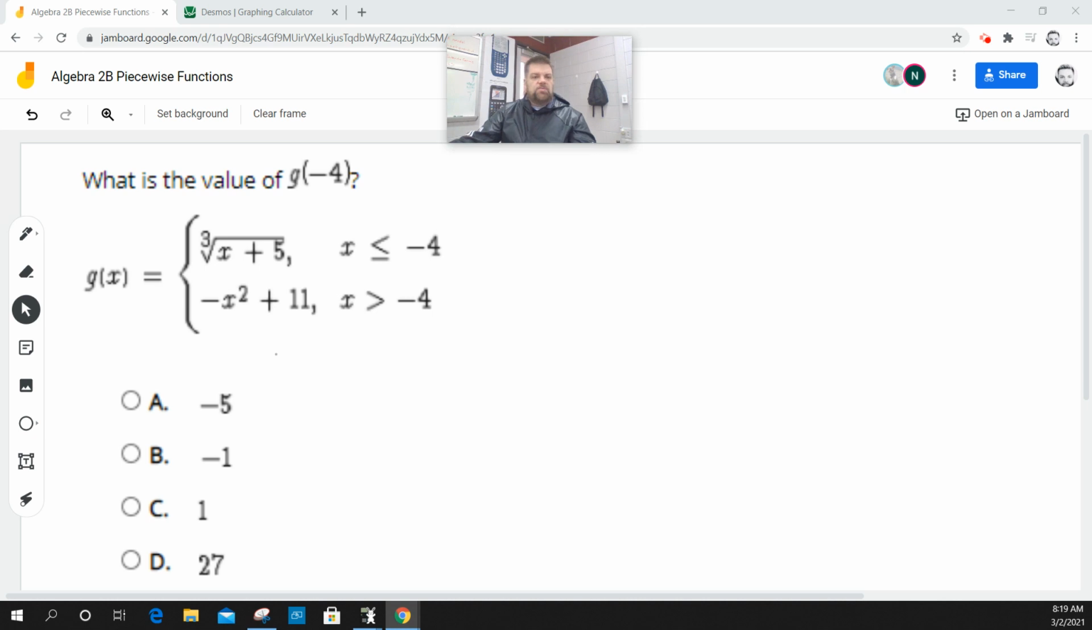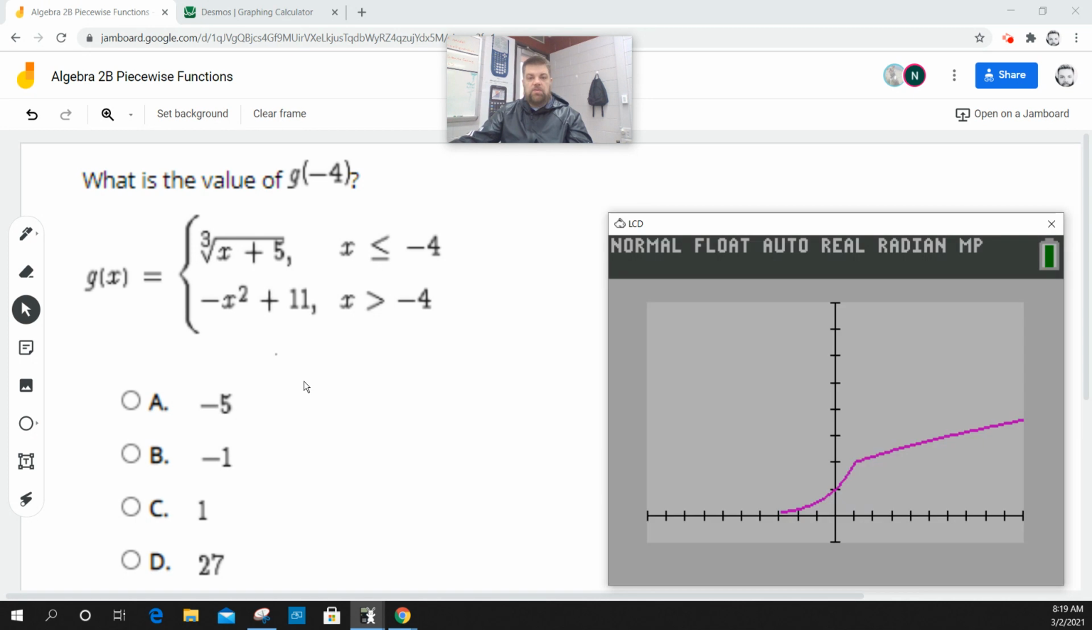All right, so now this one wants us to figure out what is the value at g equals -4. Well, technically I could tell you the answer because it's going to be this first function. But we're going to graph it just to check and see. So I'm going to graph this two ways. The first way is on the graphing calculator. So let's plug this in.